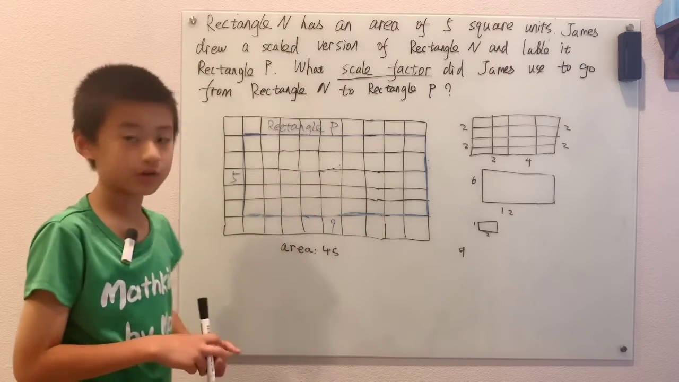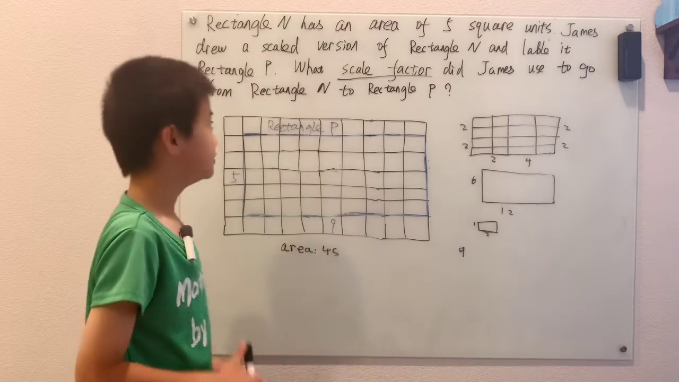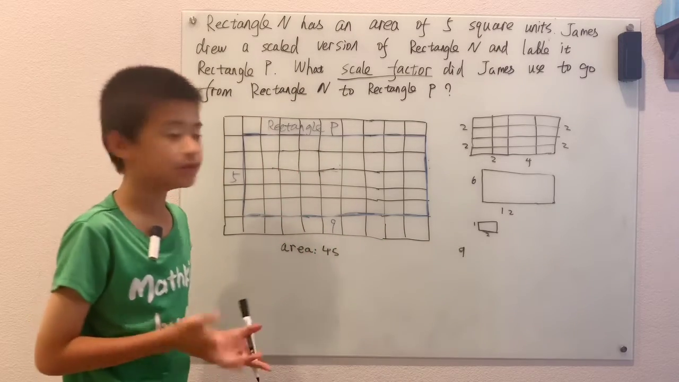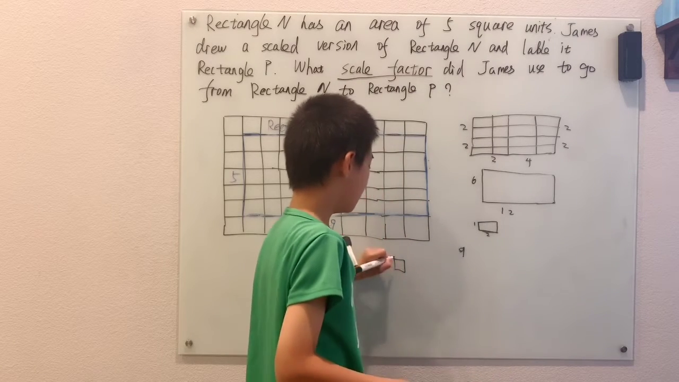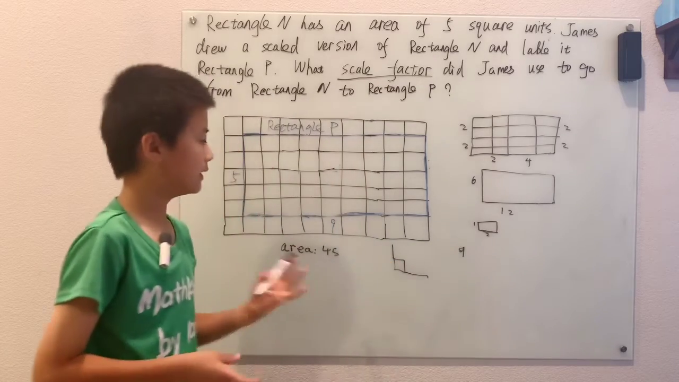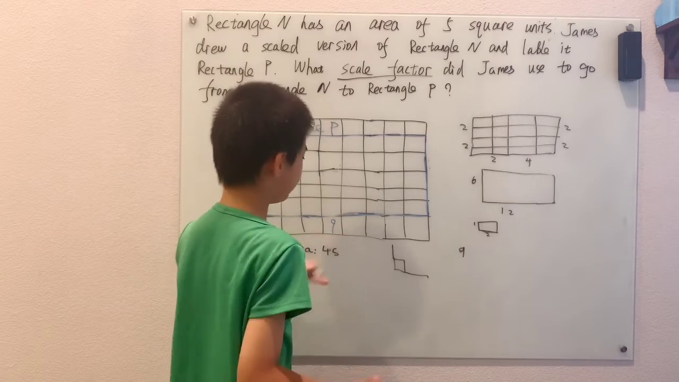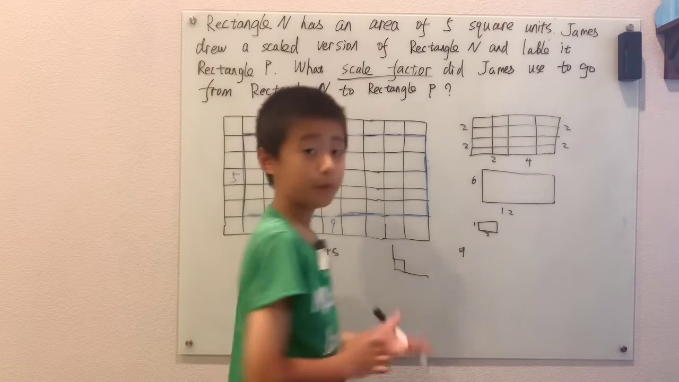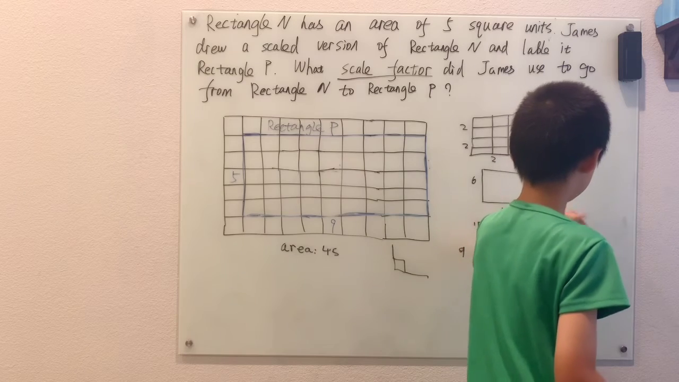Which means the scale factor we used here is, well, if the area went up by 9 times, then in that little rectangle N, we had to use a scale factor of 3 to get to the side lengths of 5 and 9, which make an area of 45. Which means our real answer here is actually 3.